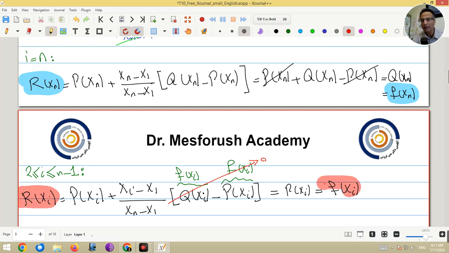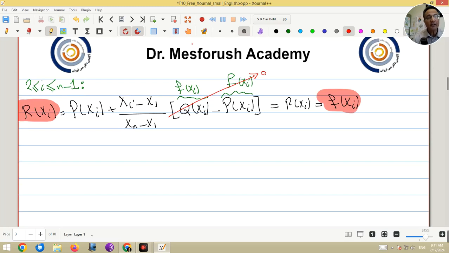So by these three parts we can conclude that r interpolates f at x1 to xn. This is the first part of the problem. For the second part of the problem we have to compute r of x. Let me rewrite r of x one more time here.